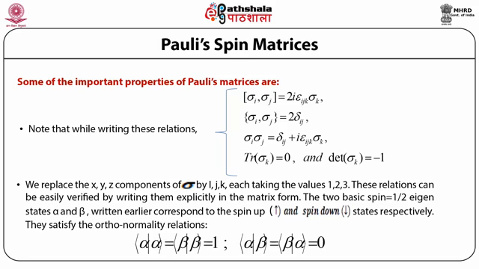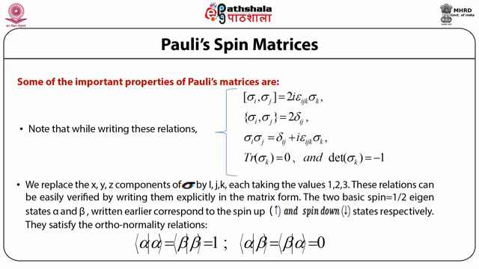So here the first important property of the Pauli spin matrices is its commutation relation. The commutator of sigma i and sigma j turns out to be equal to twice iota times epsilon ijk times sigma k, where epsilon ijk is a tensor of rank 3 and is referred to as the antisymmetric tensor, and sigma k is the Pauli spin matrix denoting the third component.